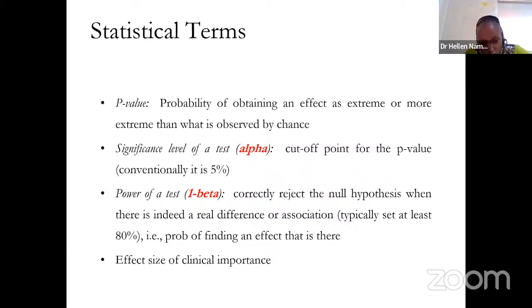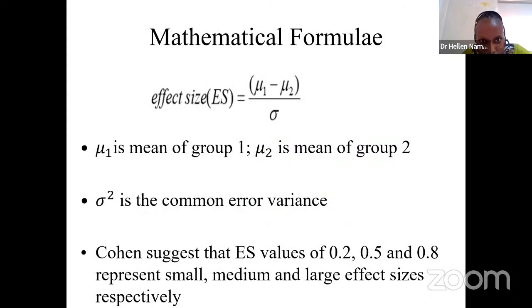What is important also is that we need to determine the effect size. It is when we move on to determine our sample size. So how do you determine the effect size? We have two independent samples, so we get the difference between the two means, and then we divide by the common error variance. In this particular case, when you take the square root of the variance, you come up with the standard deviation.